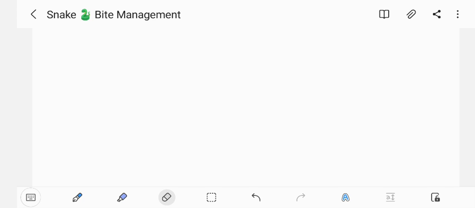Say a patient has come to your OPD or emergency room with a snake bite. At first you will ask the patient party whether they have identified the snake or not. Usually the patient will say that they have not seen it. So how will you suspect it is a case of snake bite? There will be bite marks.